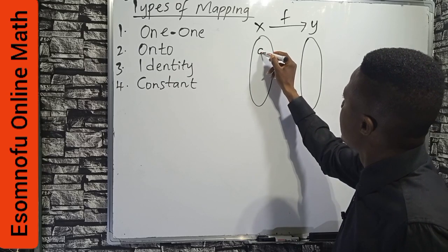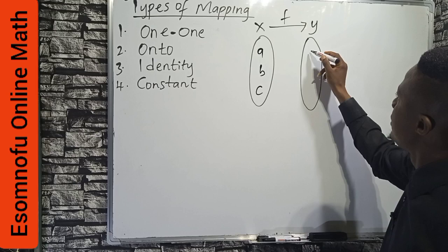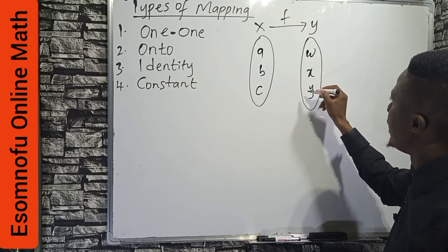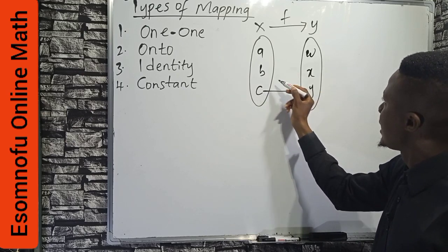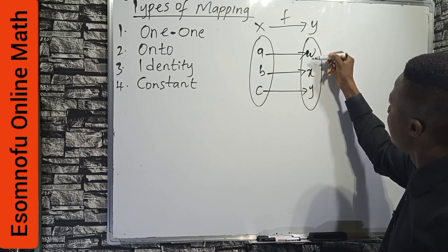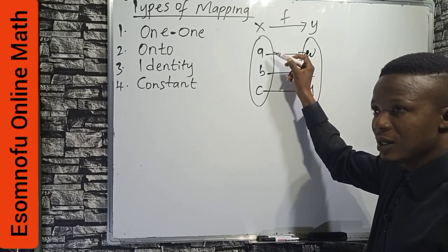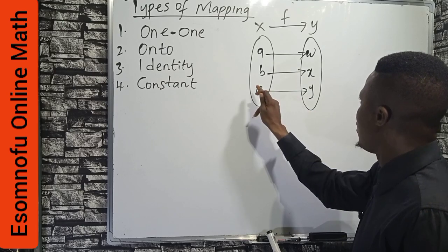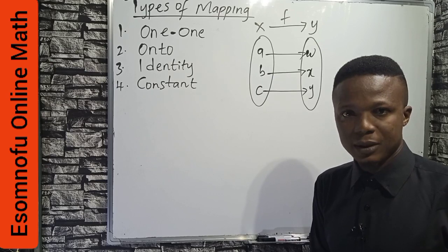Okay, assuming the elements of the domain are A, B, and C, while the codomain are, let's say, W, X, and Y. If all the elements of this domain are assigned to a single element in the codomain, and every element of the codomain is an image of the domain, we say that the mapping is one-to-one. You can see how all of them are assigned to single elements. That is a one-to-one mapping.